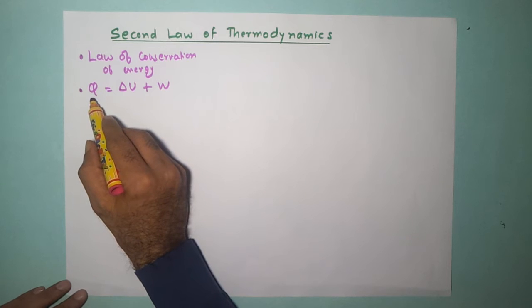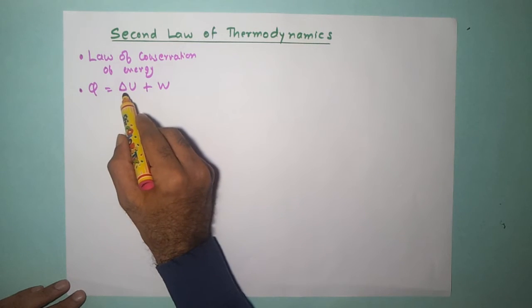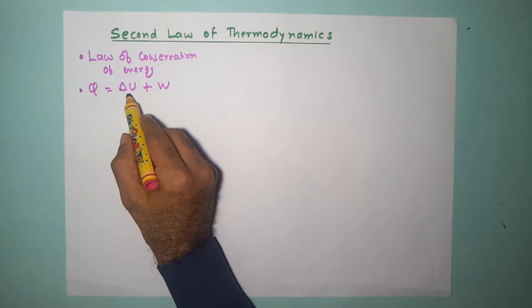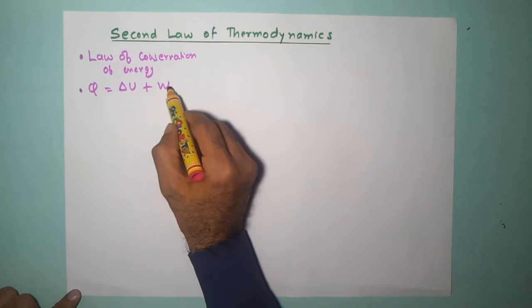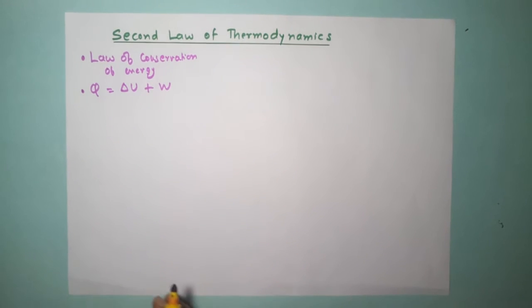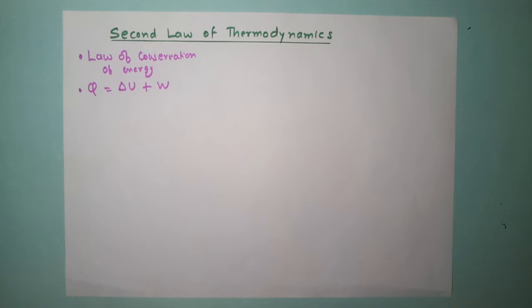The amount of heat given to a system is used up either in increasing the internal energy and/or doing work. So this is what the first law of thermodynamics talks about. Basically, it's a law of conservation of energy. But this first law of thermodynamics has some limitations. It doesn't explain a few things.